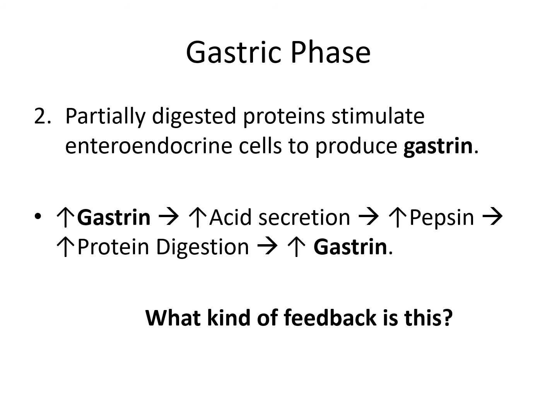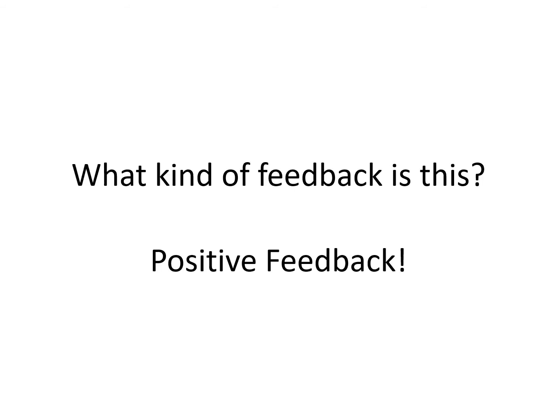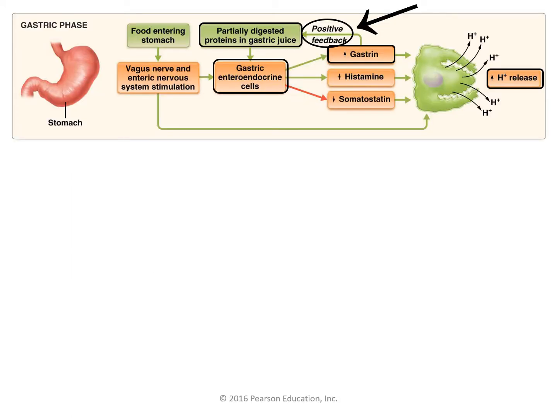And so what kind of feedback is this? You've seen this before in SCB 203, where you have a stimulus, an increase in a stimulus, and the end result is an increase of that stimulus. If you said positive feedback, then you're correct. So here's a very classical example of positive feedback. So we see here that partially digested proteins in the gastric juice will stimulate gastric enteroendocrine cells to increase gastrin, which will then produce more partially digested proteins. And this positive feedback will also increase hydrogen ion secretion.